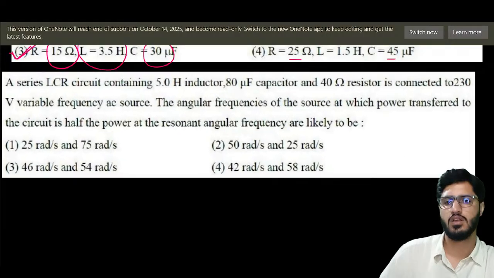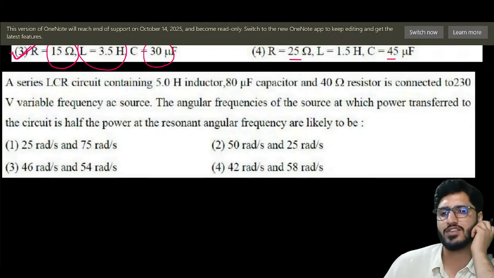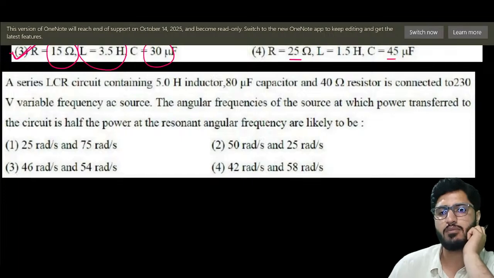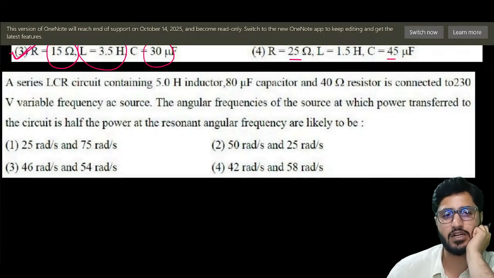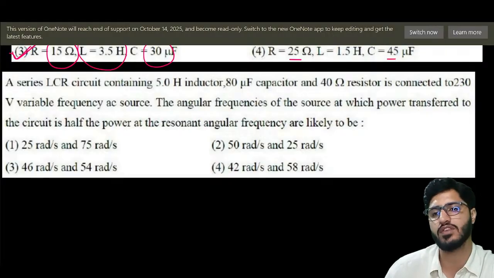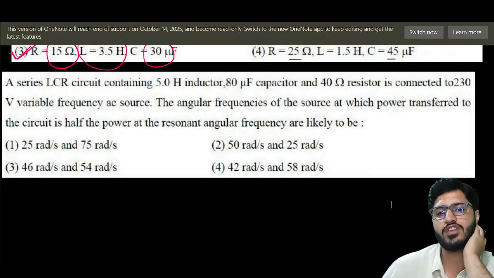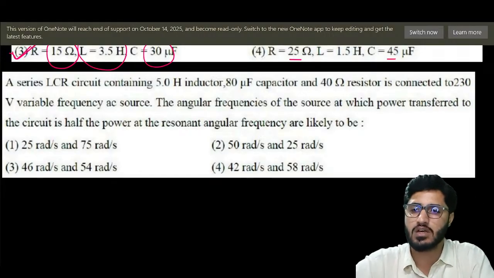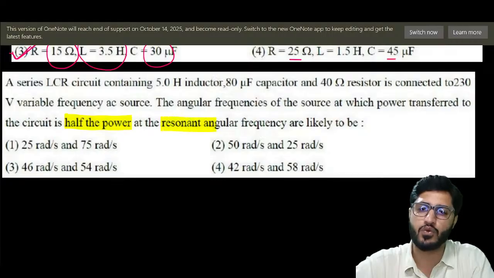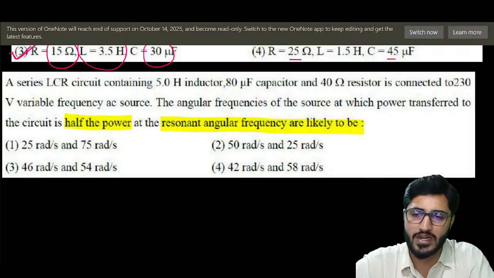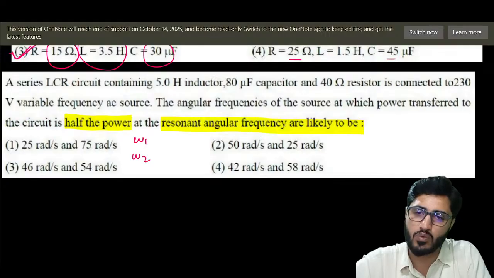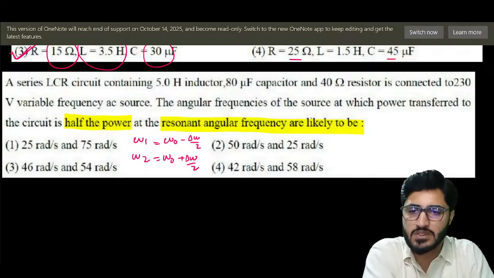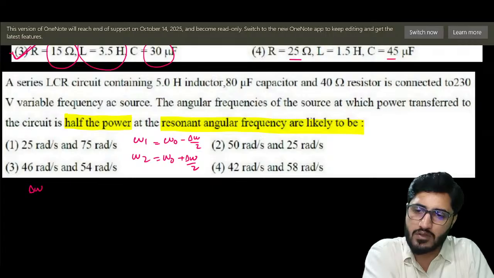Numerical like, a series LCR circuit containing a 5 Henry inductor, 80 microfarad capacitor, and 40 ohm resistor is connected to a 230 volt variable frequency AC source. The angular frequencies of the source at which power transferred to the circuit is half the power at the resonant frequency are likely to be. Do you know what is asked for? Omega 1, omega 2. What is omega 1? Omega naught minus delta omega by 2, omega naught plus delta omega by 2. What is omega naught now? What is delta omega? So delta omega equals, is it R by L?